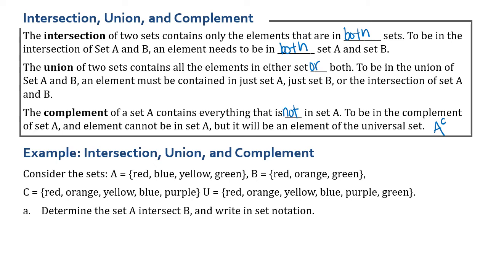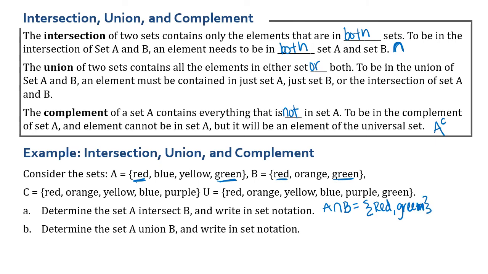For the intersection, we use this notation that looks like an upside down U. So we would write A intersect B equals, and then using those squiggly brackets. The intersection are the elements that are in both. So what repeats in both A and B? It looks like red is in both A and B, and green is in both A and B, and that's it. So the intersection of sets A and B is red and green. Those are the elements.